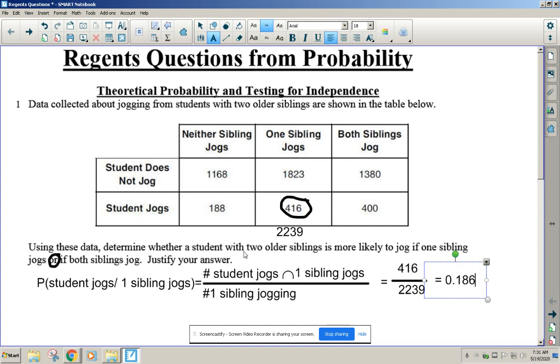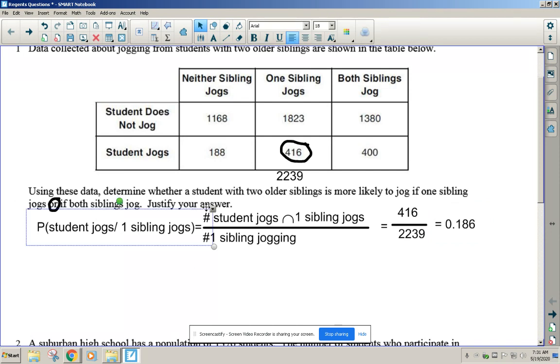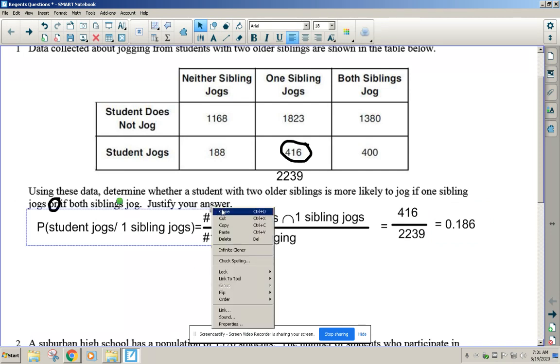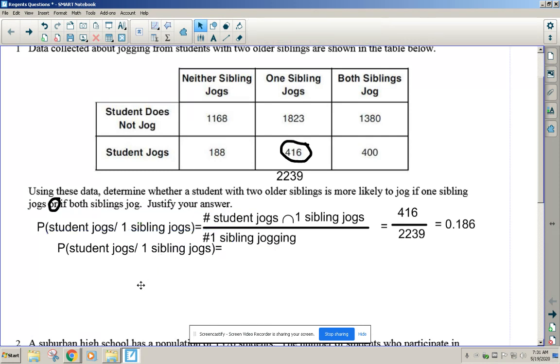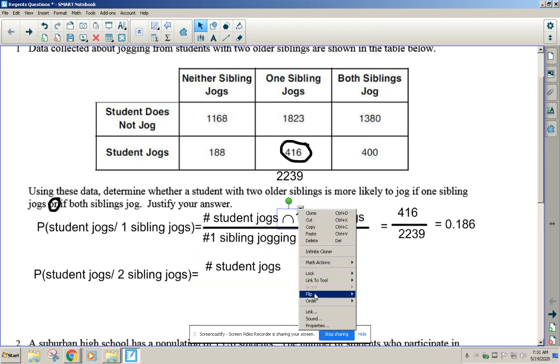Now the next one would be, what's the probability that a student's going to jog if both their siblings jog? So then it almost becomes like a family thing. So at the risk of taking all the time to type again, I'm going to just start cloning things so I can go a little faster. So now I want the probability that a student jogs given both their siblings jog. So now this guy here is going to be, and I need this, my overlap.